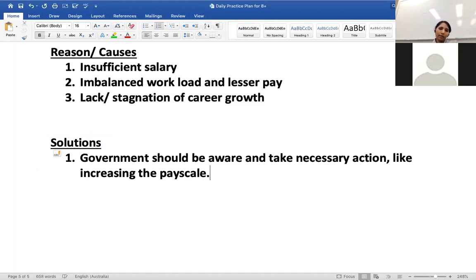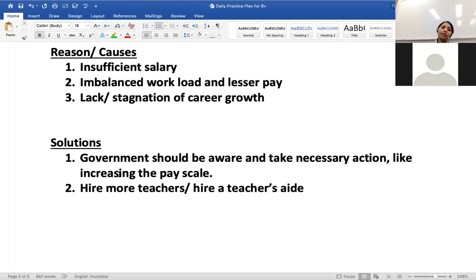Yes. Okay. Then what's the second one? Imbalanced workload and lesser pay. So for imbalanced workload, what could they do? They could hire more staff, like more teachers. So they can hire more teachers, or they could hire a teacher's assistant. This way, there will be more opportunities for teachers. So they can hire teachers' aides to make their life easier. Now, if you look at the third one, there is a stagnation of career growth. So what can they do to manage this problem?